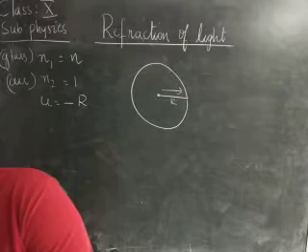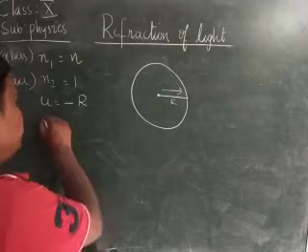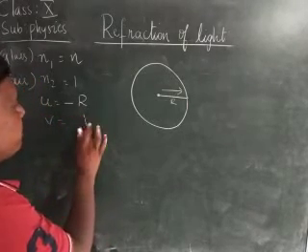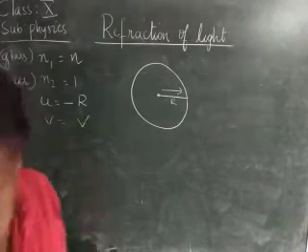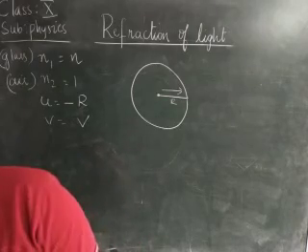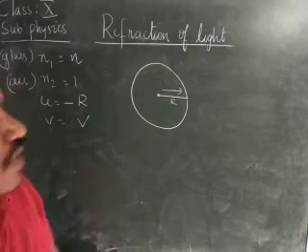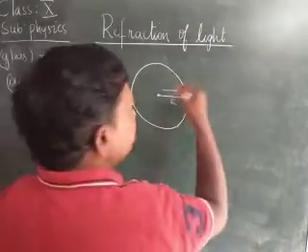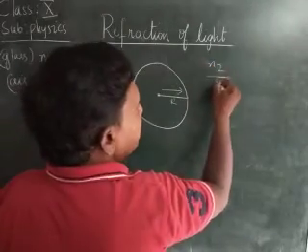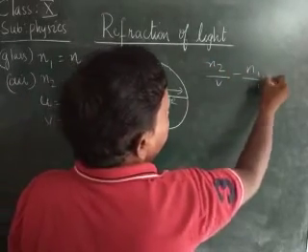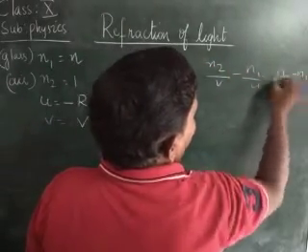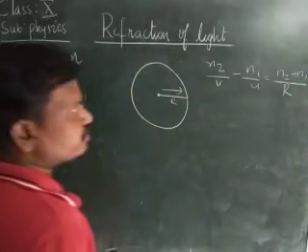And here v we don't know. Let v be the same. Therefore what is the formula that we should use, children? We should use the same formula as for the curved surface, that is n2 by v minus n1 by u is equal to n2 minus n1 by r.